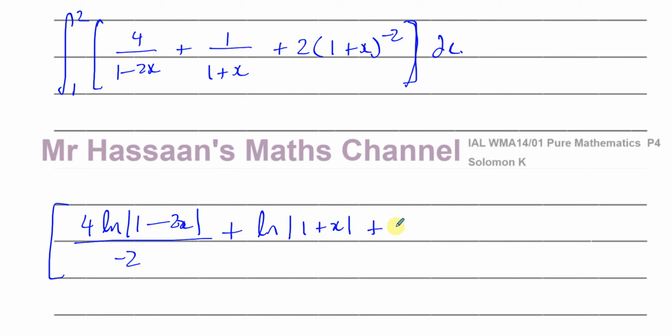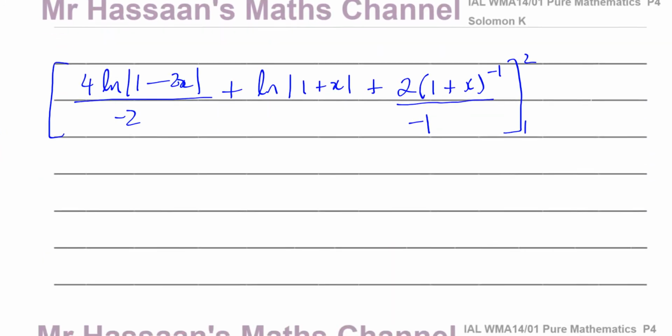And here you're going to increase the power by 1. So it's 1 plus x to the power of minus 1. Minus 2 add 1 is minus 1, divided by the new power, which is minus 1, and also divided by the differential of what's inside the function, which is actually 1, so it doesn't change that. And that has to be integrated between the limits of 1 and 2.